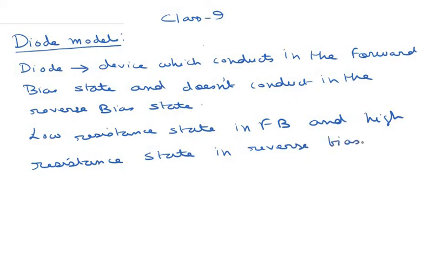So low resistance state in forward bias basically means that in forward bias the diode conducts a large amount of current, and high resistance state in reverse bias basically means that in the reverse bias state the diode doesn't conduct any current. Of course this doesn't include the breakdown regime. Whatever I have written here is valid outside the breakdown regime, so all these conditions basically exclude the breakdown regime.